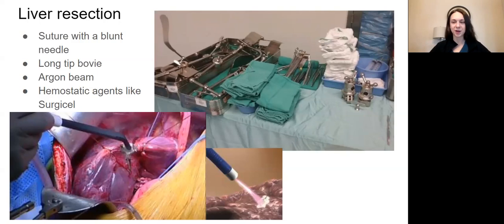Okay, after that, look at your practical considerations. Your liver is highly vascular, as I've said, so have several types of clamps and a large number of ties.